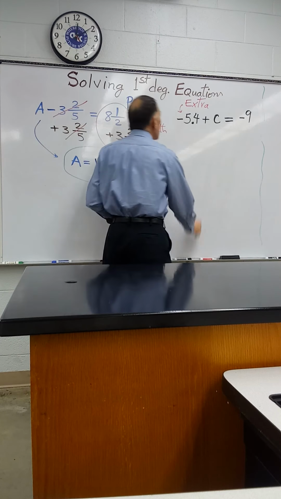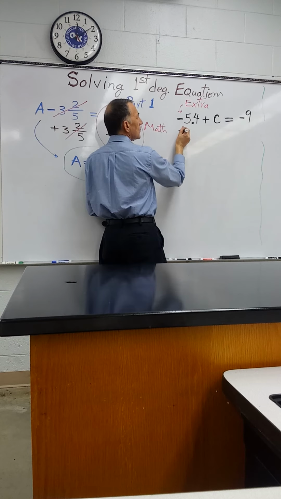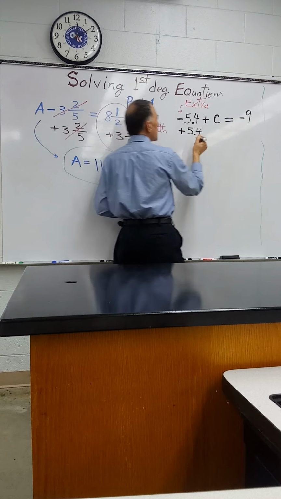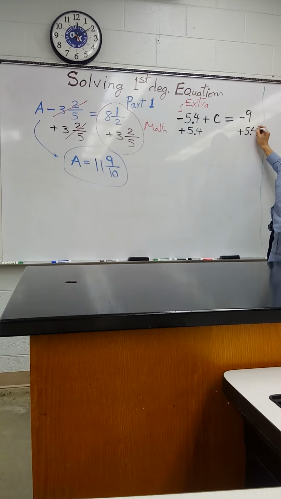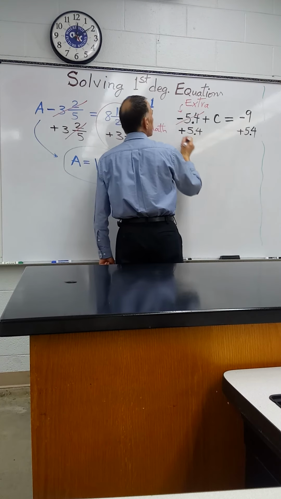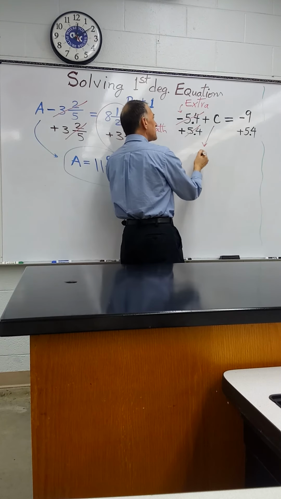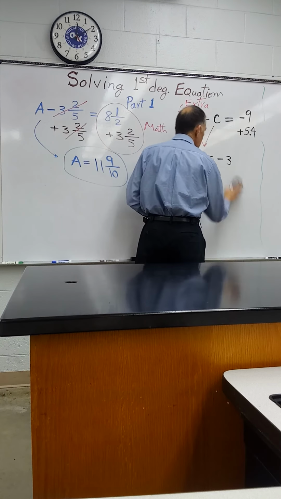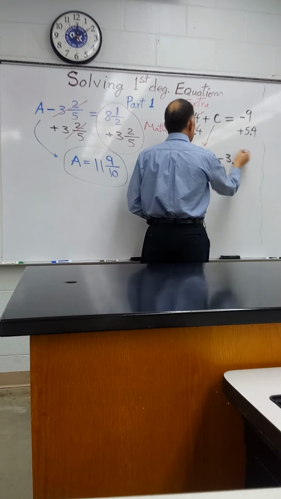So therefore you say, that's negative. What is the opposite of negative? Positive. So you add the same number on both sides. So therefore you add plus 5.4, plus 5.4. And then here, the left side, negative 5.4 and plus 5.4 give you 0. C comes out alone by itself. And the other side, you do the math, and it's negative 3.6. Negative 3.6 is the final answer, and there it is, and it's negative.